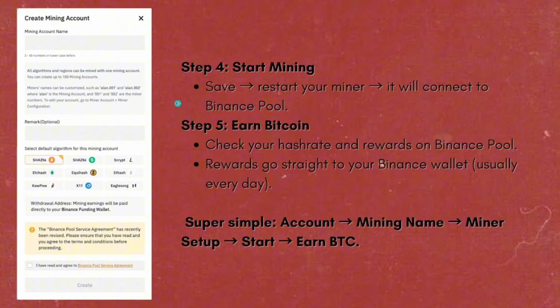So you can check your hash rate and rewards on the Binance Pool. So the rewards go straight to your Binance wallet, usually every day. So it's a super simple way. So account, then tap, then mining name, then miner setup, and you can then start and earn BTC.